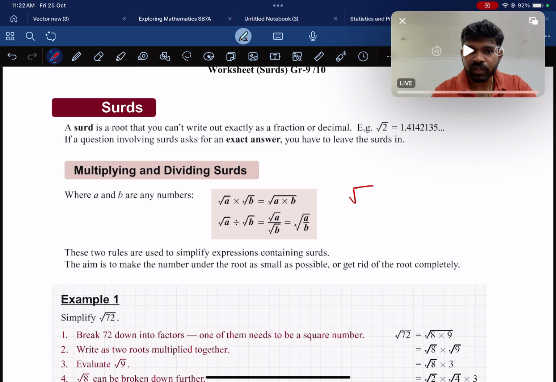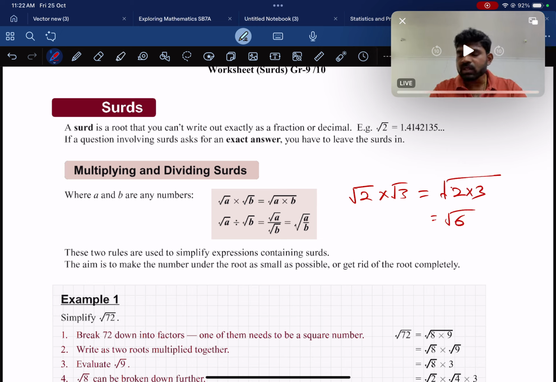So for example, if I have root of 2 times root of 3, there are two different surds, right? Root of 2 is a different surd and root of 3 is a different surd. When I multiply these two different surds, we can write them together, that is root of 2 times root of 3. So we can write it as root of 6. We just multiplied the two different surds and together we kept it under one root, and we wrote the product of that.